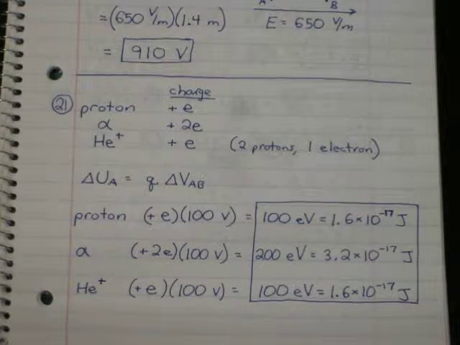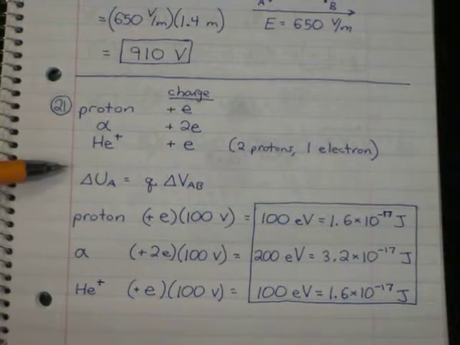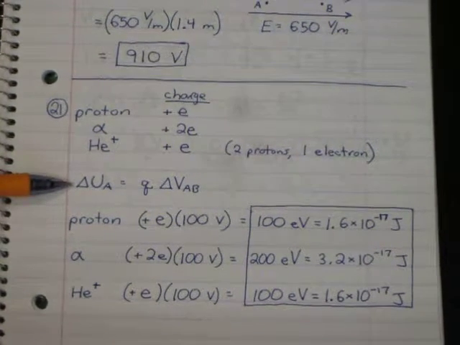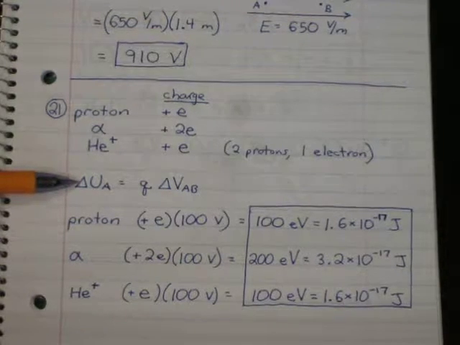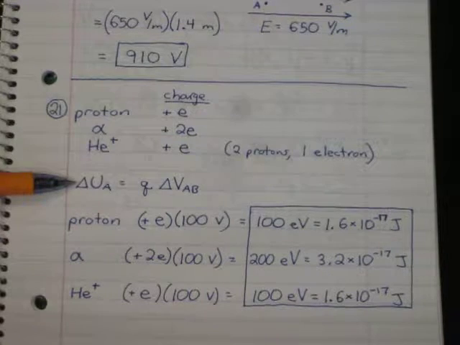Number 21, a proton, an alpha particle, and a singly ionized helium atom are accelerated through a 100 volt potential difference. How much energy does each gain? We're going to use this equation that the energy each gains, meaning the change in potential energy, is Q times the voltage difference.